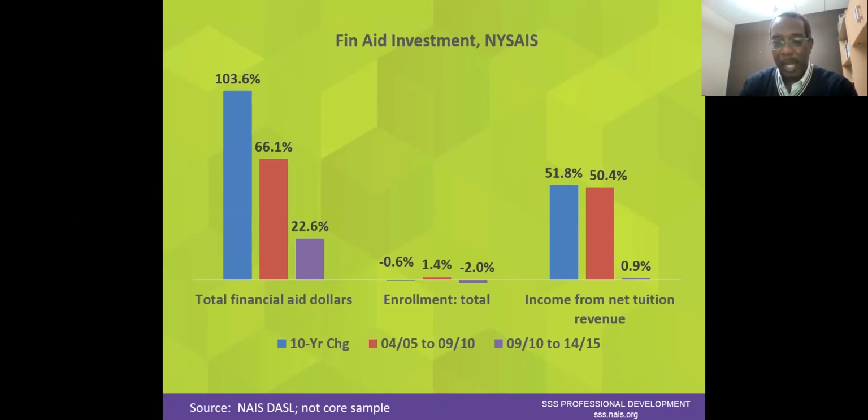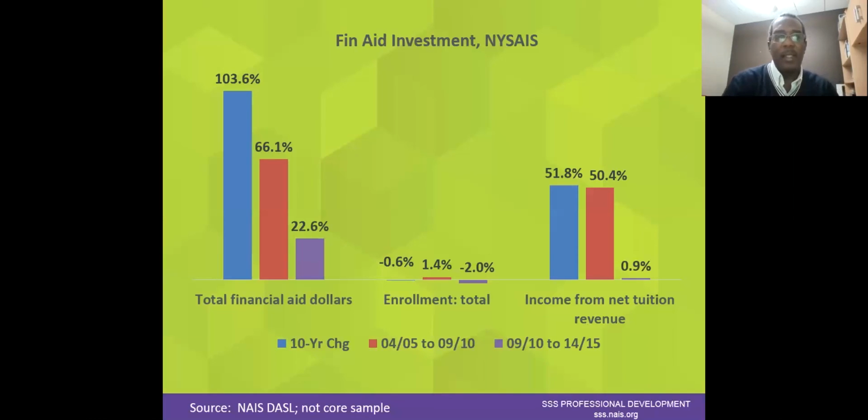In that middle block, when the financial aid investment was stronger, enrollment went up a little over a tick, at 1.4%. And when the financial aid investment declined, net tuition revenue declined, partially because there was a decline in enrollment in that post-recession period too. It's hard to make a causality leap between all these factors, but it's interesting to observe that when the financial aid investment was stronger, so was net tuition revenue and so was enrollment. When it tapered off somewhat, so did net tuition revenue and so did enrollment.